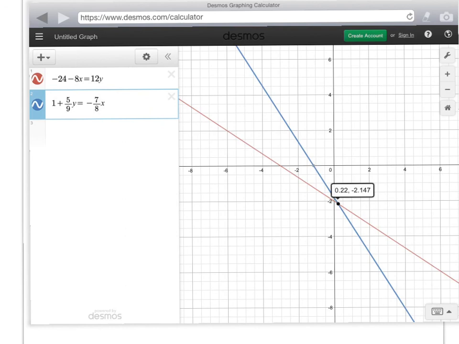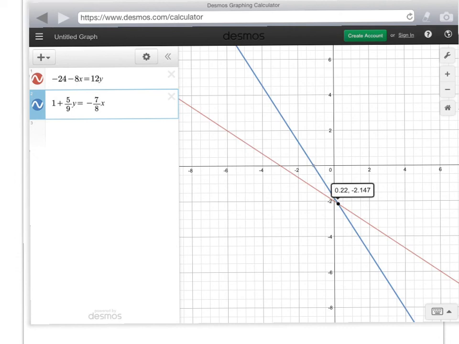I have gone to desmos.com, and as you can see from the graphs, I have plotted negative 24 minus 8x equals 12y, which is in red, and also 1 plus 5 over 9y equals negative 7 over 18x, which is in blue. And as you can see, the point of intersection is going to be 0.22 and negative 2.147.